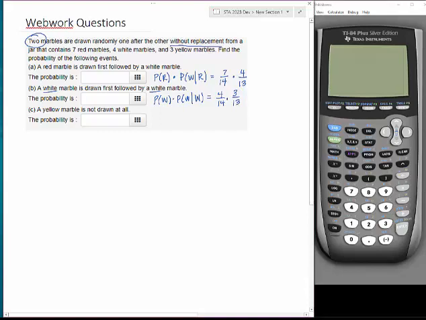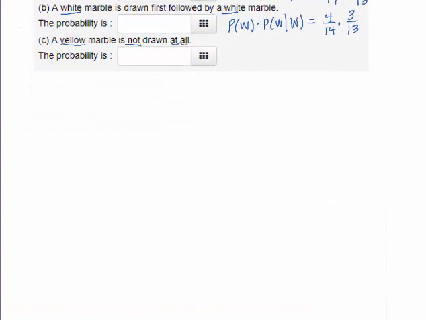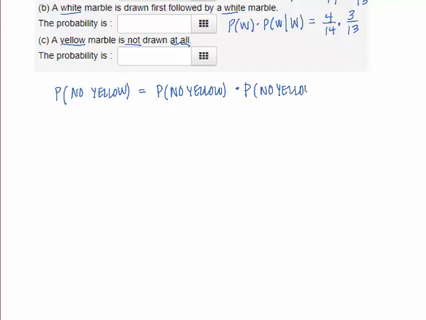The final question is the most complicated. A yellow marble is not drawn at all. What that means is we're looking for the probability that we do not draw a yellow marble. No yellows. On two marbles, that's the first event, the probability of no yellow, times the second event, probability of still no yellow, given that we've already drawn a non-yellow, right?